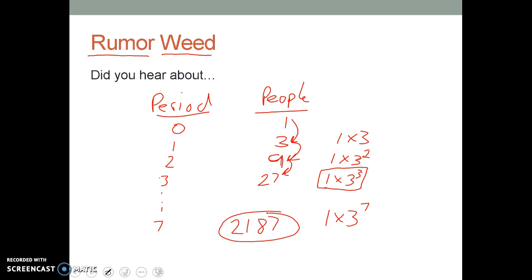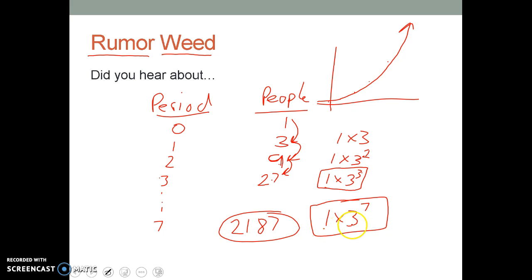And again, you can see how it grows slowly at the beginning. If we were to graph it, it grows slowly at the beginning. We'd have 1 person, and then 3, and then 9, and then 27, and then it would just continue to grow faster and faster as time went on. What I want you to see here is the form of what this would look like. Again, here we started with 1 person, and it triples.